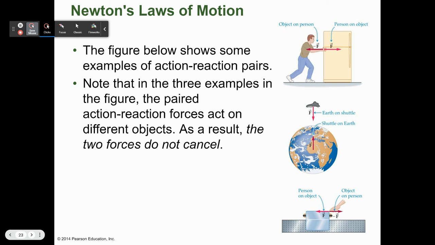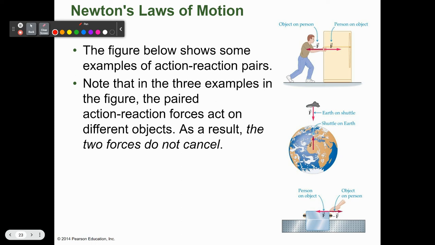All right, so here are some examples of Newton's third law. We've got a person pushing on the refrigerator and the refrigerator pushing back on the person. They're equal and opposite. If the refrigerator's not moving, they're equal and opposite in magnitude and direction. They also are acting on two different objects. One force is acting on the refrigerator, the other force is acting on the person.